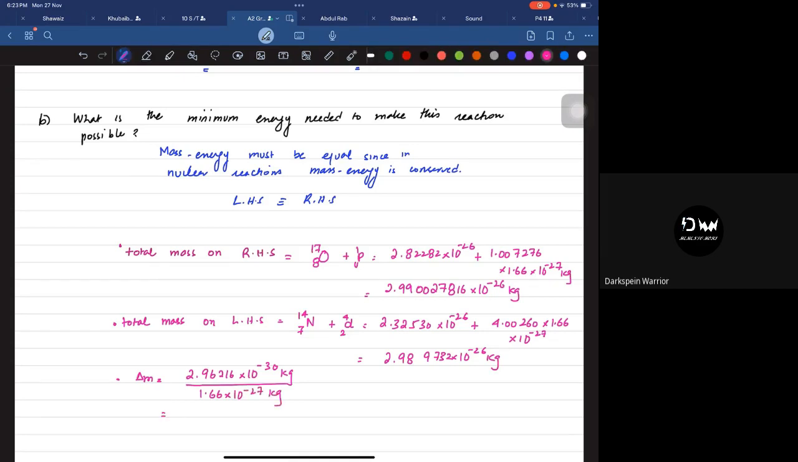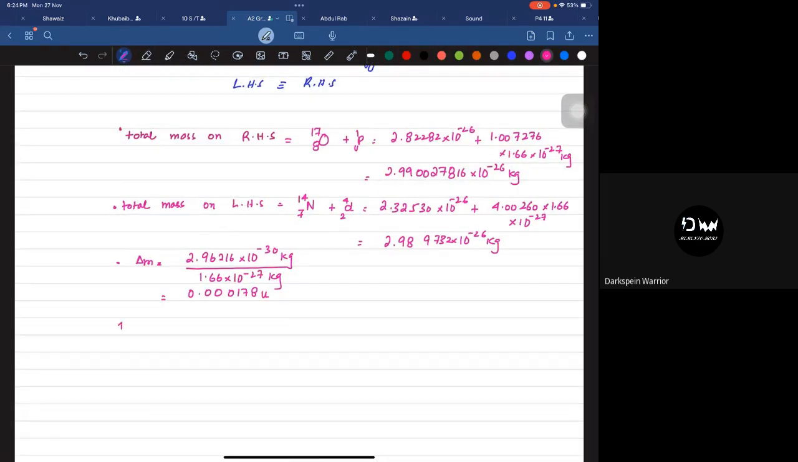What is that to 5 decimal places? 0.00178 U. Then what you do is, it's very simple. If they've given you 1 U is equivalent to 934 MeV, then what will be the equivalent energy in MeV then? Just need to multiply this value.